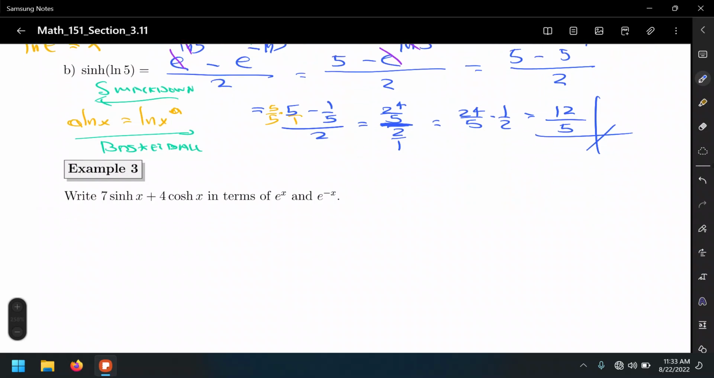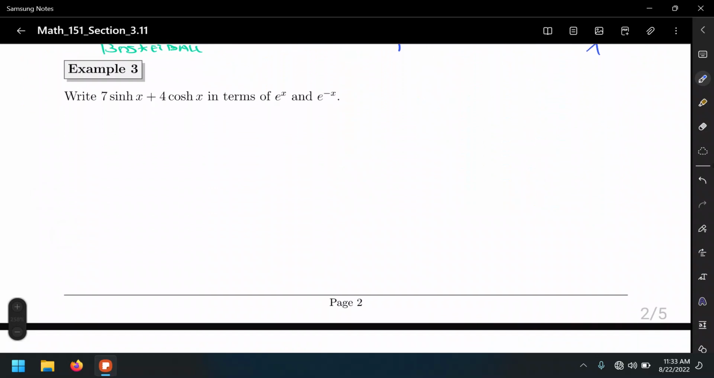Okay, let's move on through example number 3. We are going to work with algebraic expressions of sinh and cosh. We're going to write, in this case, their corresponding version in terms of exponentials, because again, let's keep in mind that hyperbolic functions are functions of exponentials, e to the x and e to the negative x.